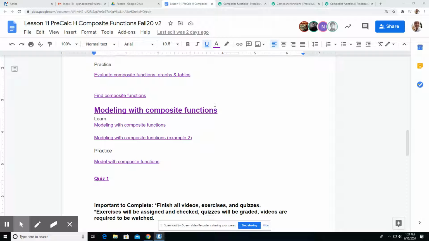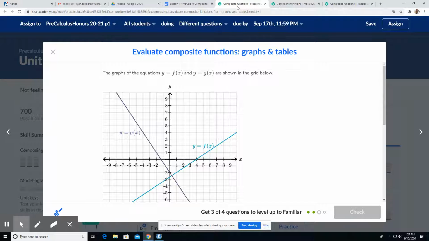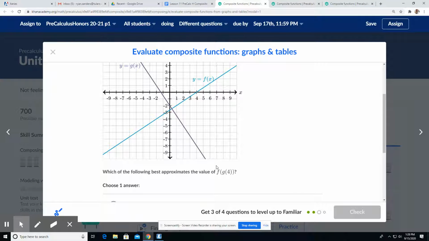All right, let's go ahead and go through some of these problems. First is composite functions. Looking at the original problem, we're shown the graphs of the equations: a y equals f of x graph and a y equals g of x graph. So here's g, here's f, and then we're asked which of the following best approximates the value of f of g of 4.